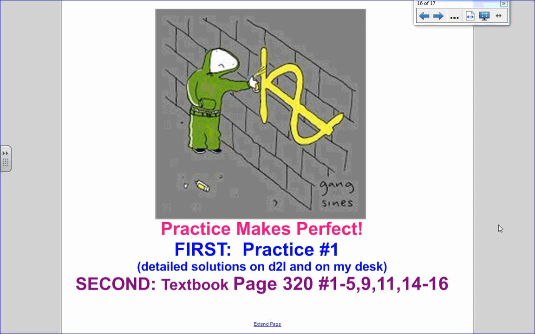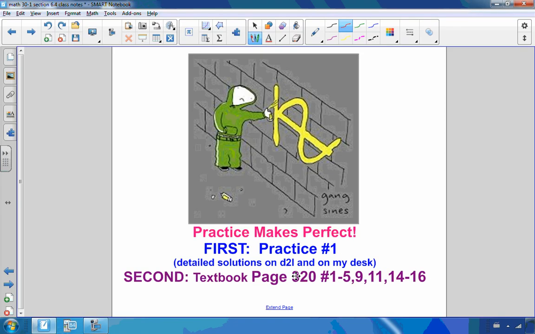So I want you guys to do your practice questions. Do number 1 in my notes. There's a couple parts to that. Check my solutions on D12, of course, and then you can move on to your textbook questions.